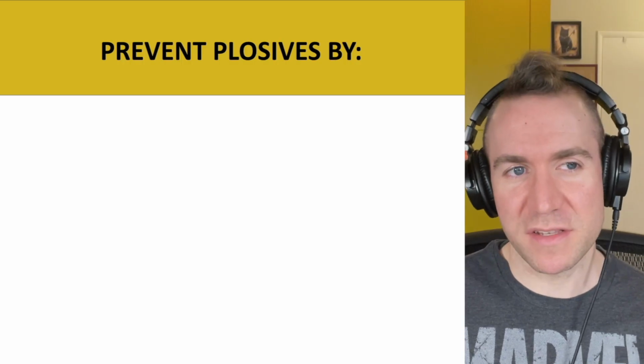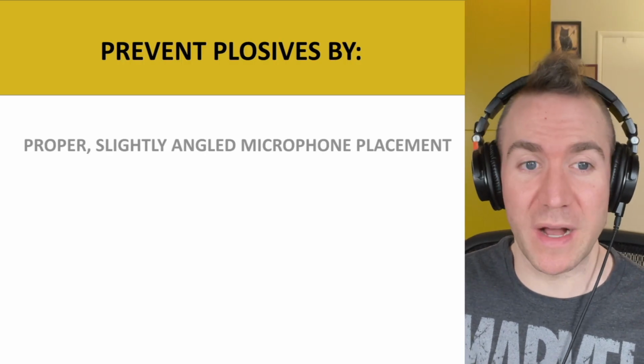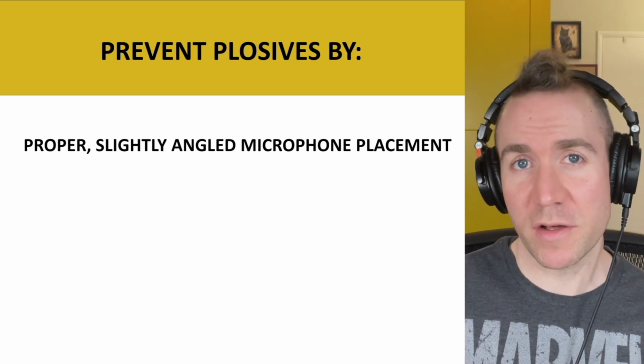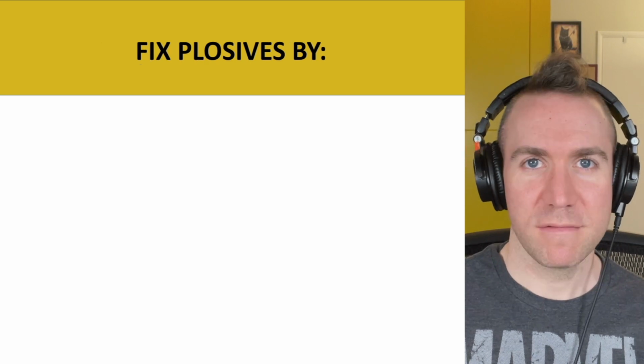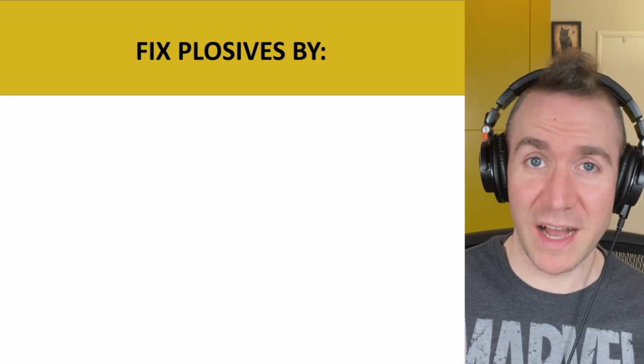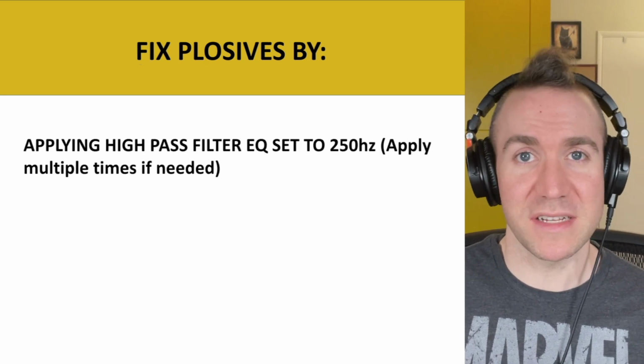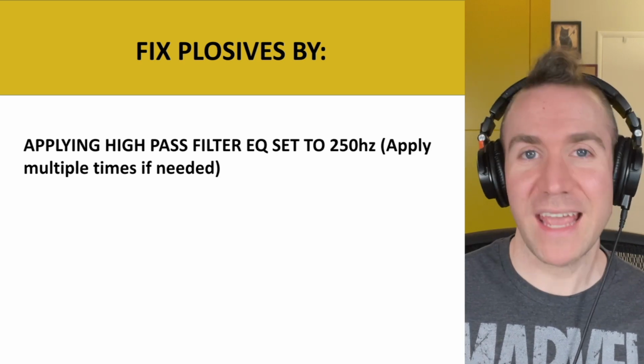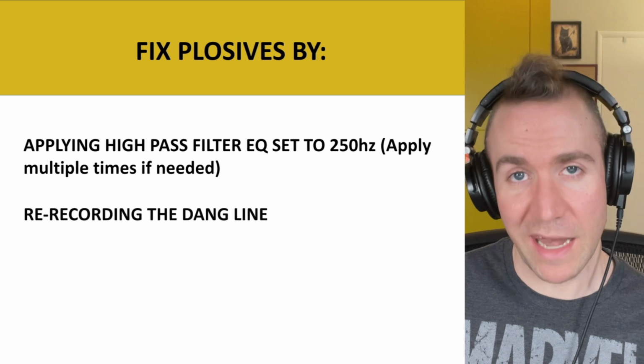And to wrap up what we covered in this video, we want to prevent plosives by using proper, slightly angled microphone technique, and using a good quality pop filter that's positioned correctly. And we can fix some plosives by using a high pass filter EQ set to 250 Hz. And remember, assign it to a keyboard shortcut to make your life easier. And if all else fails, re-record the dang line.